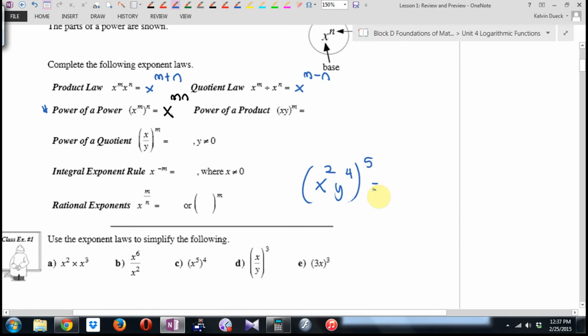You go one letter at a time. First of all, is there a plus sign there? If there was a plus sign there, I'd have to pull out FOIL and all that stuff. But is there a plus sign there? No? Then go one term at a time. This is x squared to the 5th, which is x to the what? X to the 10th. And it's y to the 4th to the 5th, which is y to the what? 20th. So the power of a product rule simply says this. If that exponent is outside the brackets, it goes on everything.